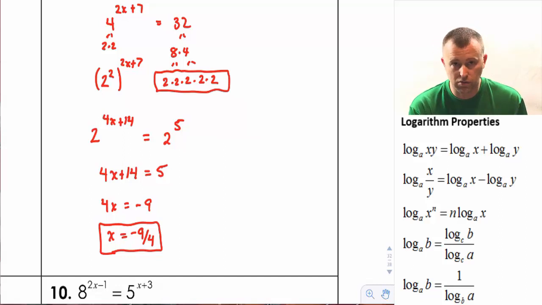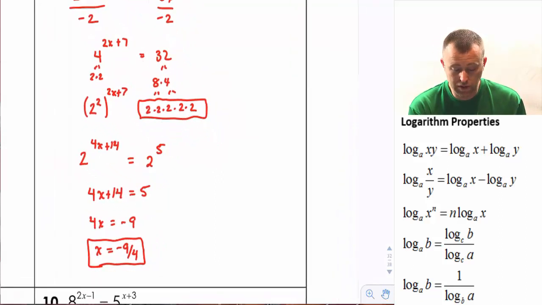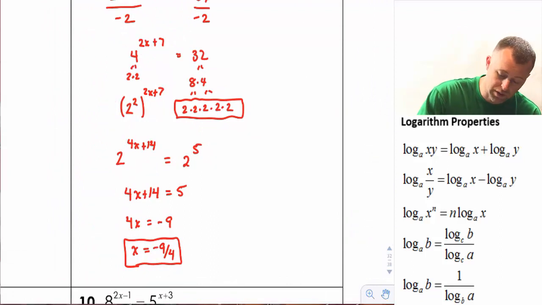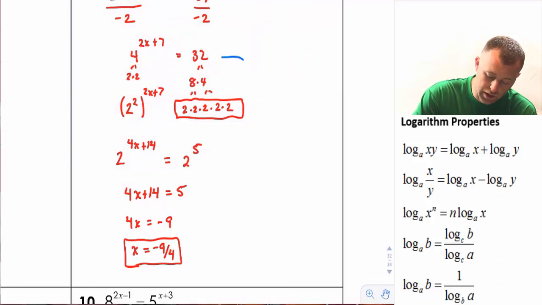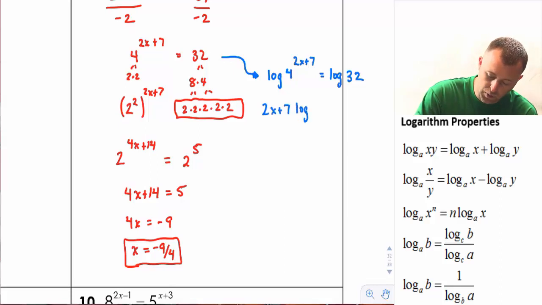But if you can't, or even if you could, like I said, in this situation I'm going to show you both ways, it was going to work either way. So if I came over here and I didn't see that, but say I had a calculator where I was able to solve this with a calculator, you can then take the log of 4, because I'm going to try some common bases here, it doesn't matter, of 2x plus 7 equals a log of 32. So if I pull the power out front, I get 2x plus 7 times the log of 4 equals a log of 32.